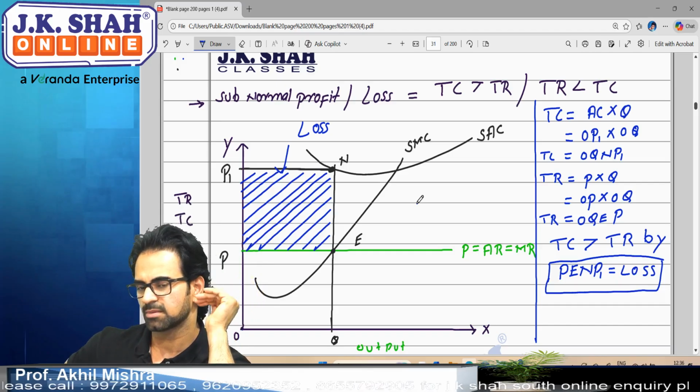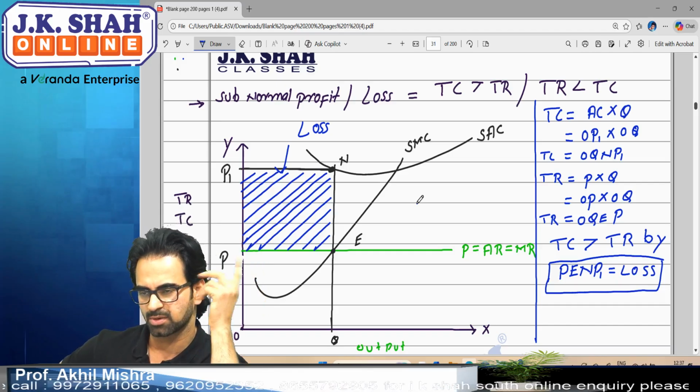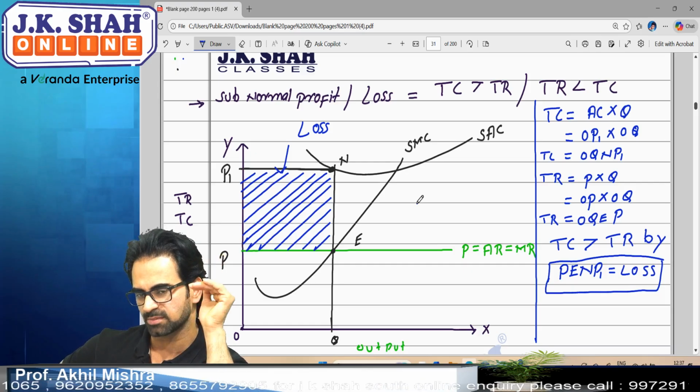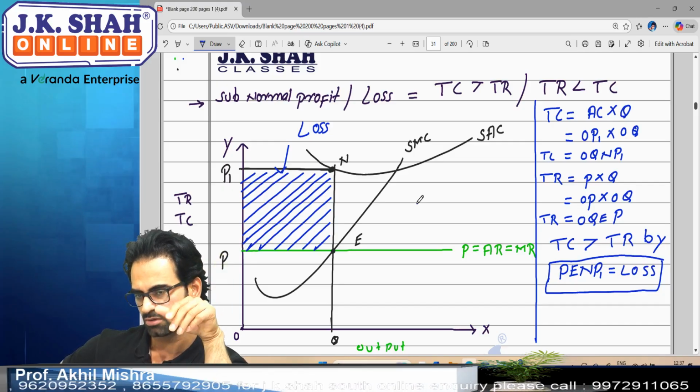As I told you, in the PC market the demand curve is parallel to the x-axis, where price is equal to AR is equal to MR. In the case of the monopoly market, your average revenue and marginal revenue line, which was straight in the PC market, is downward sloping, coming down.